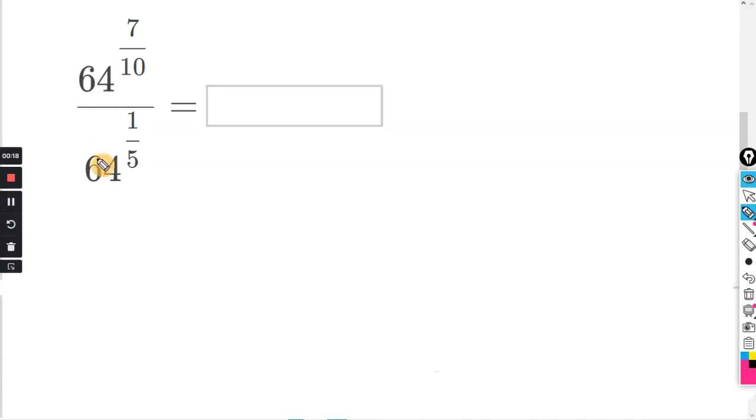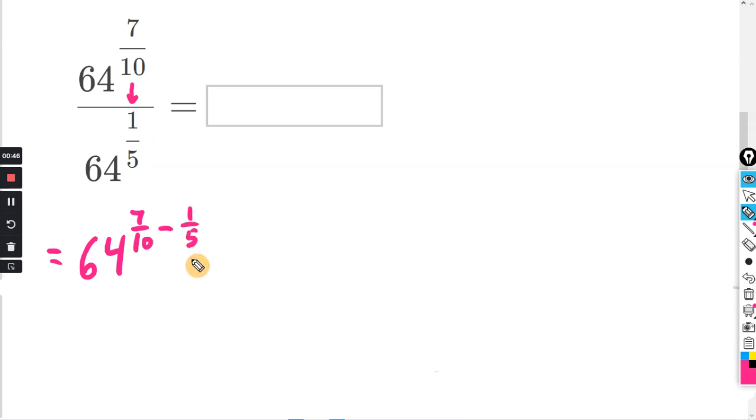All right, because both of these numbers are 64, we can simply subtract these exponents going down. Okay, so it's the same thing as if the 64 were just an x. So we keep the 64, and we're going to subtract 7/10 minus 1/5.